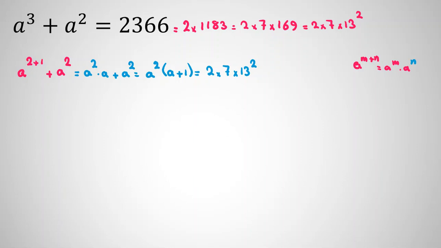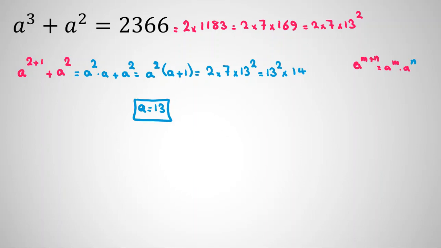Now, because we have a square, if a equals 13, then a plus 1 is 14, which is 2 times 7. So we can write it as 13 squared times 2 times 7, 14. And exactly, we conclude that one answer is a equals 13. So it is our first answer.